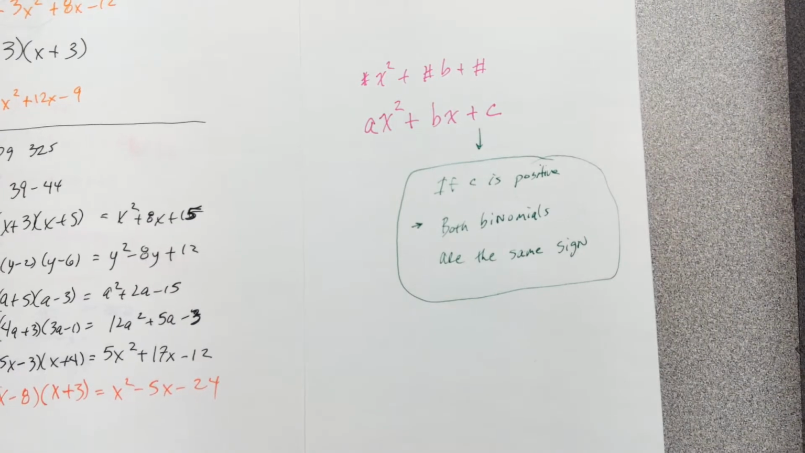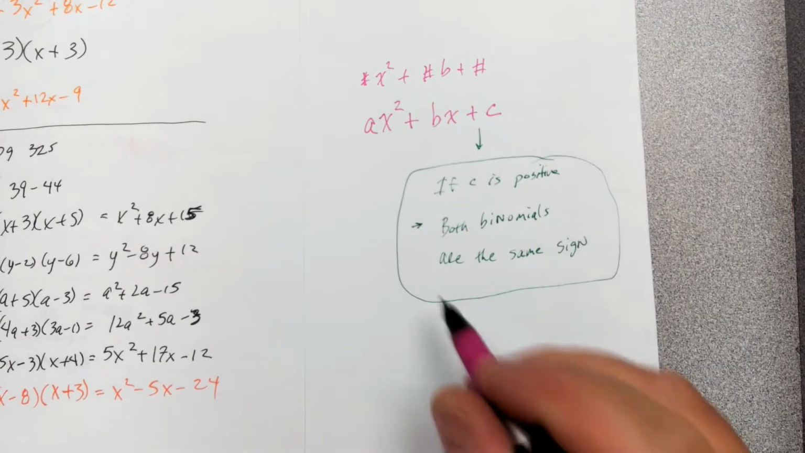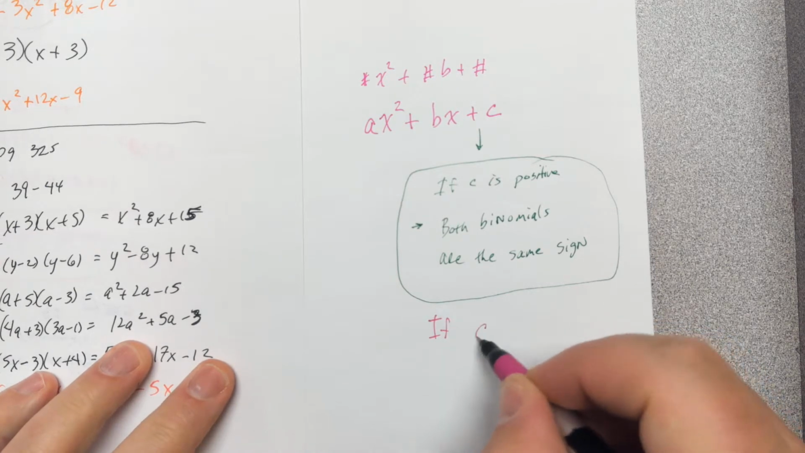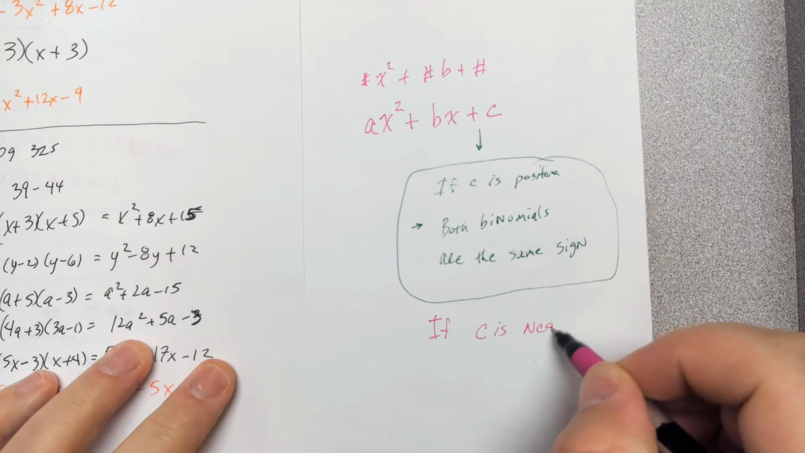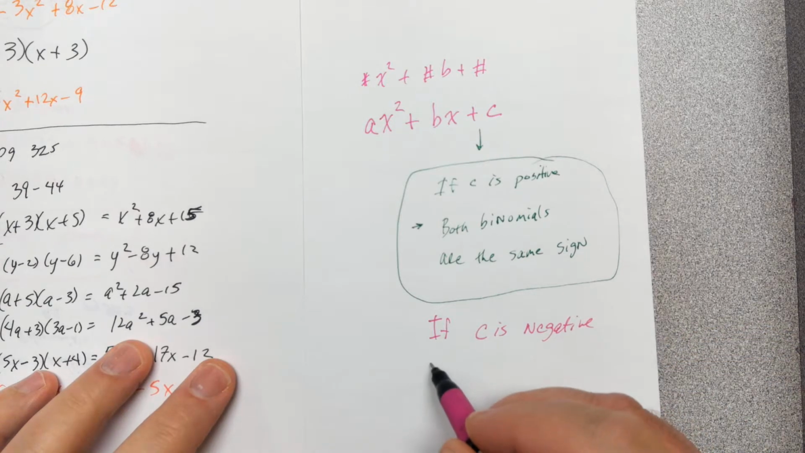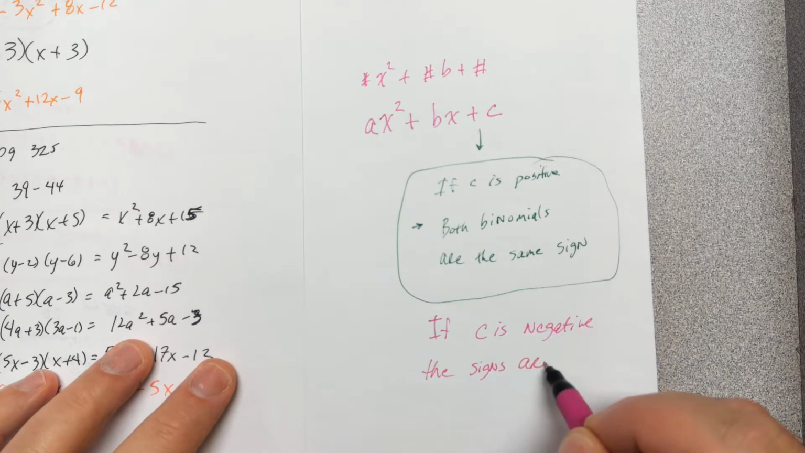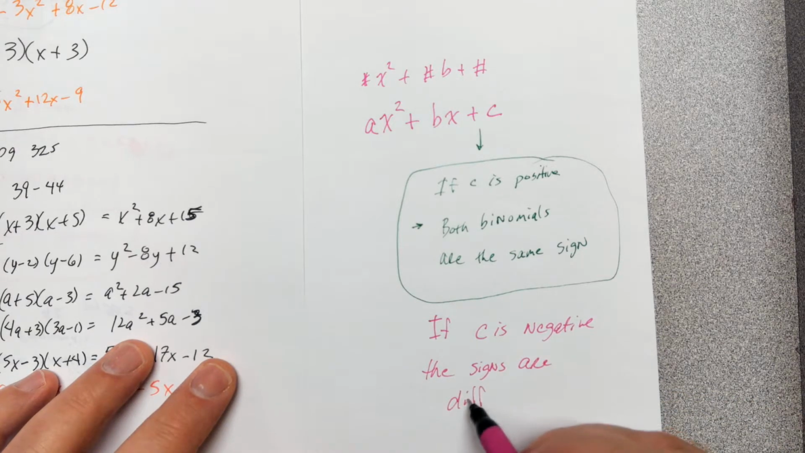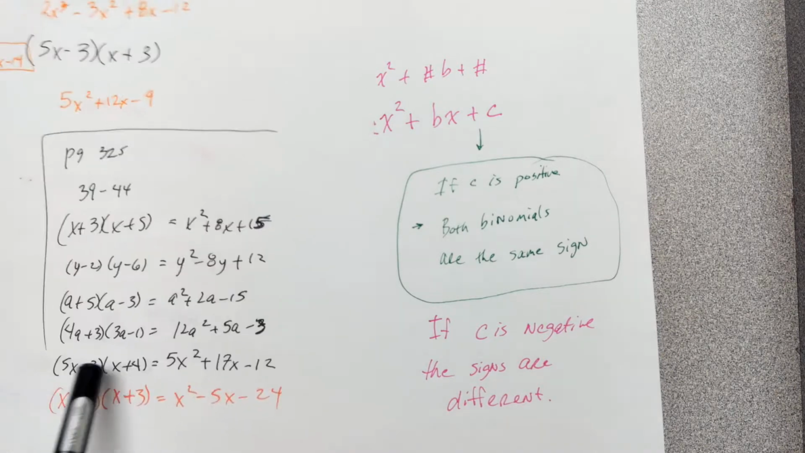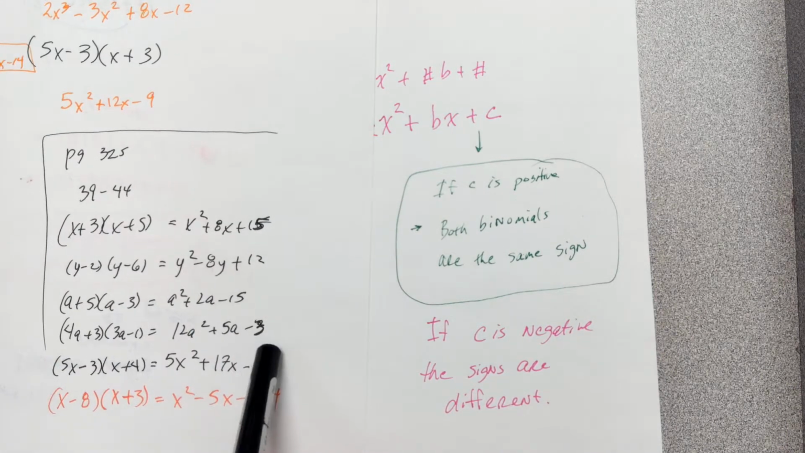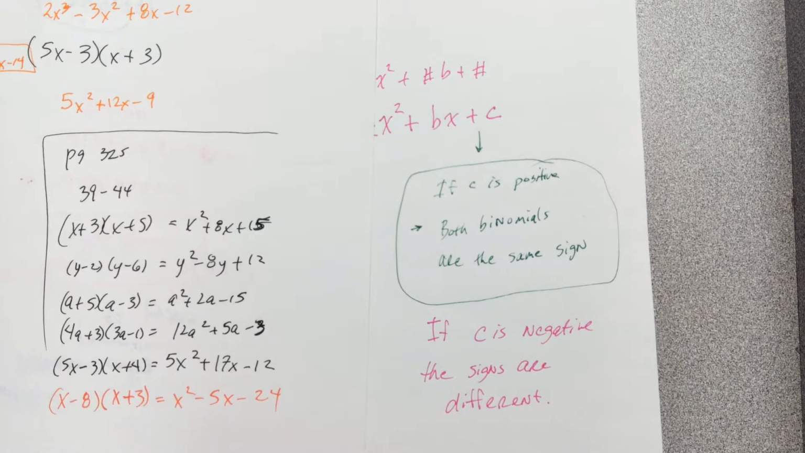Okay, so then the other is true. We'll go ahead and write it down. If c is negative, I'm just going to write the signs are different. And we mean the signs of the original problem, like these signs in here. So here c is negative 3, which means that those two are different signs. How you doing with that, Ernesto? Good, good? Yeah. Okay.